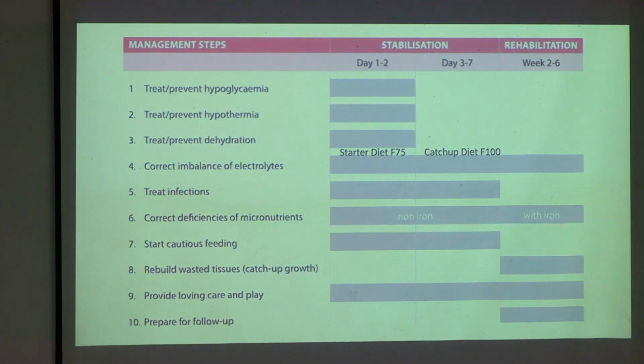Children are like flowers. If you do not provide them loving care, all your programs will fail. No matter how much RUTF or F-75 or saline you give, the child will not grow up if the child does not get motherly care. Even if the child is an orphan, if the child does not get motherly care from the NRC staff, doctors, nurses, the child will not grow up. Okay? So that is important. These are the 10 steps. This will come as a question.